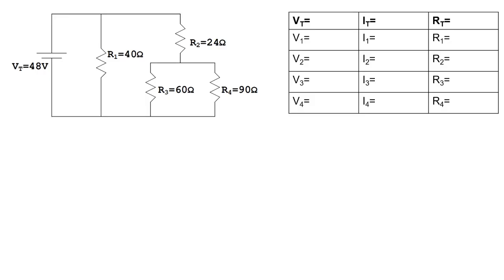Okay. Added to the circuit on the screen, can you please make a table for yourself? We are going to be finding all kinds of values, and a lot of these values are given to us right off the hop. So we already know what our total voltage is. I'll put our 48 volts in there. We also know what our resistance is for all of our resistors. R1 is 40. R2 is 24. R3 is 60. And R4 is 90. Of course, the units for each of those is ohms.